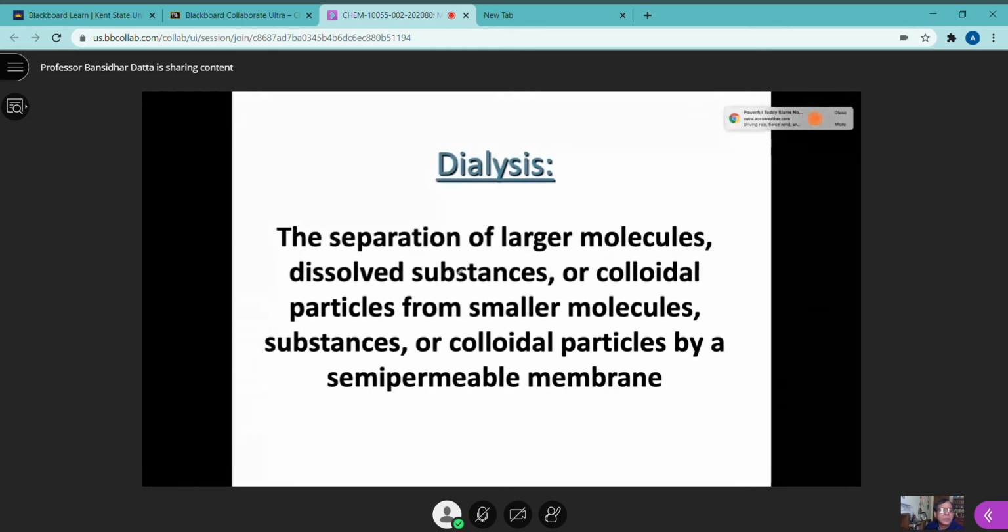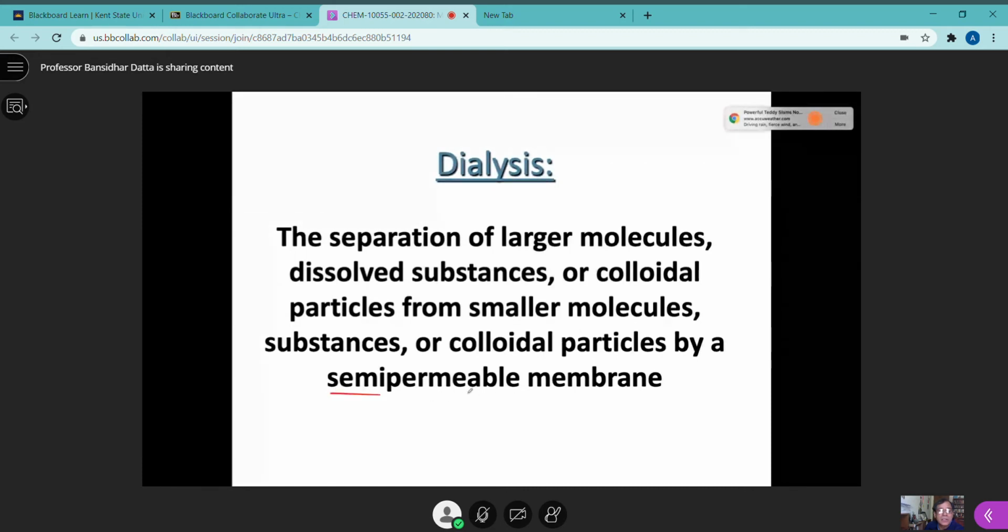So write it down, please, right? The separation of larger molecules, dissolved substances, or colloidal particles. Colloidal particles are the suspension, just like milk. Milk is one of the examples of the colloids. Cheese is one of the examples of colloids. Particles from smaller molecules, substances, or colloidal particles by a semi-permeable membrane.